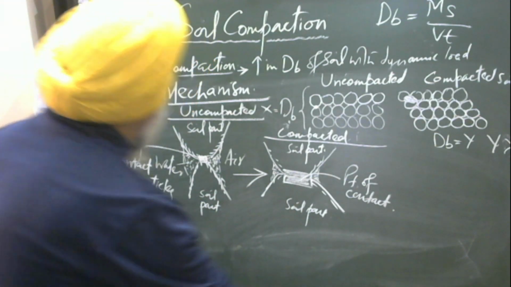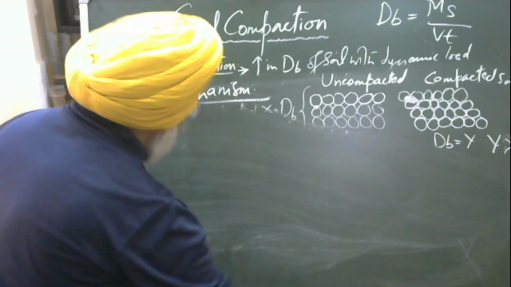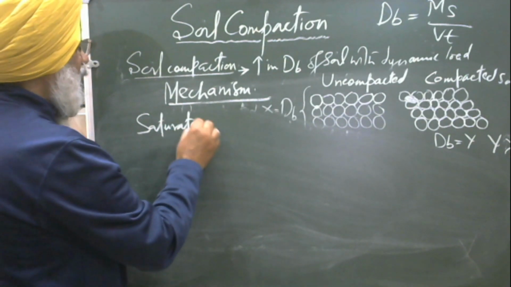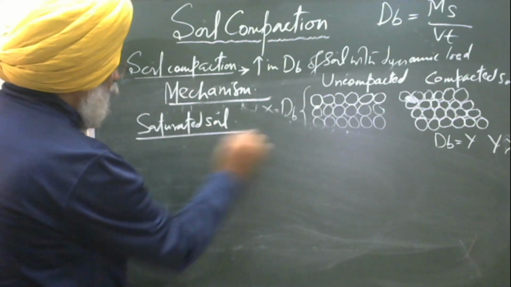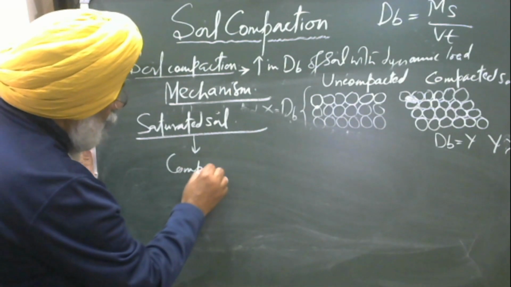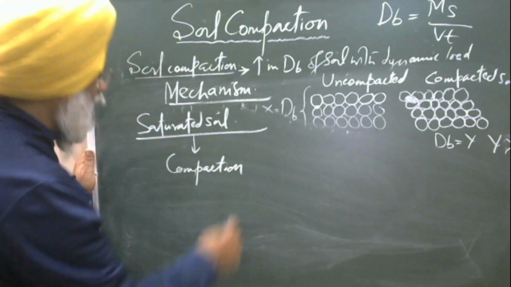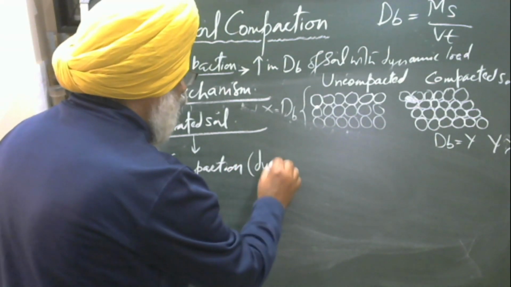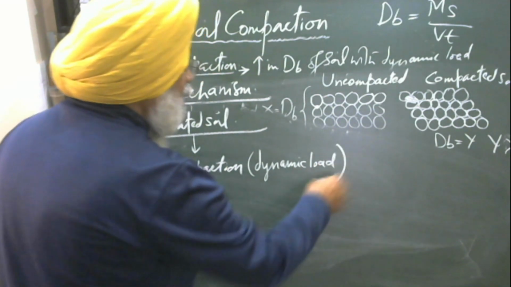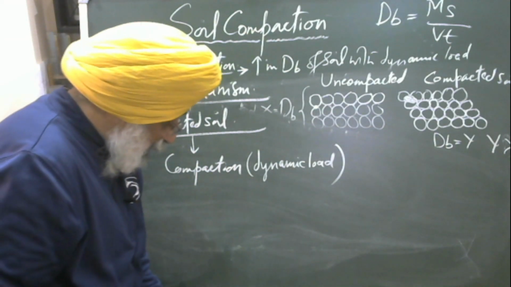Now when you have compacted the soil, if it's a saturated soil, that means the majority of the pores are filled with water. So when saturated soil gets compacted, what happens then? And compaction under dynamic load. I'm repeating here that we are discussing dynamic load, because this is the load most commonly observed in agriculture fields.